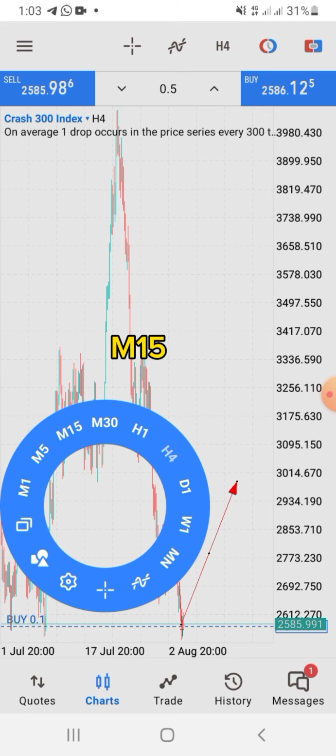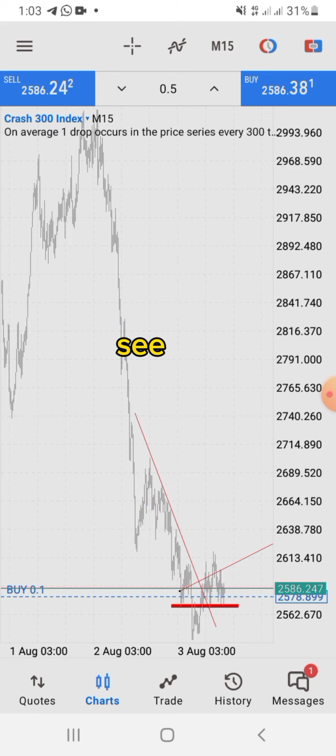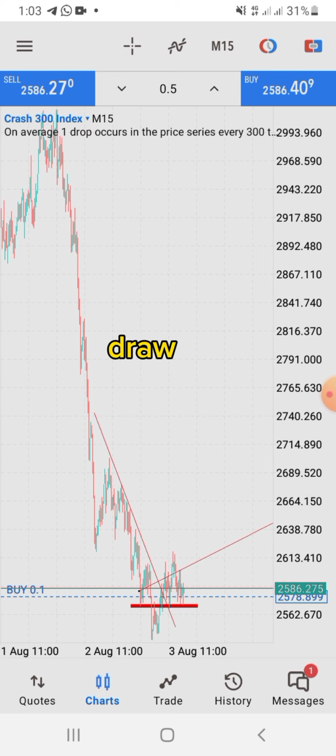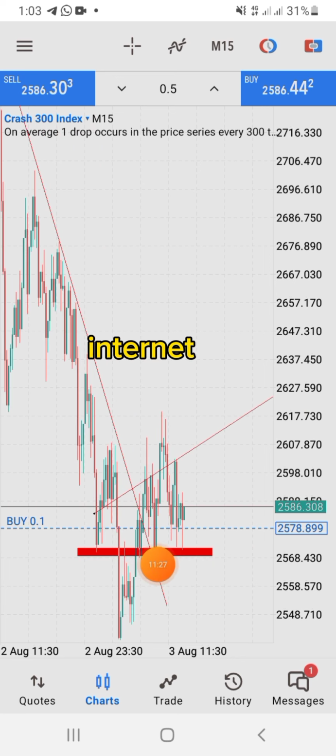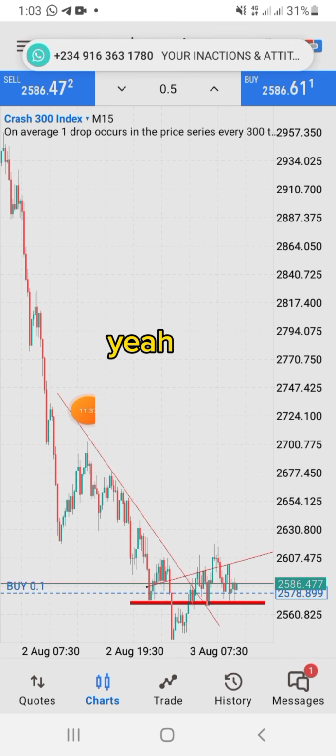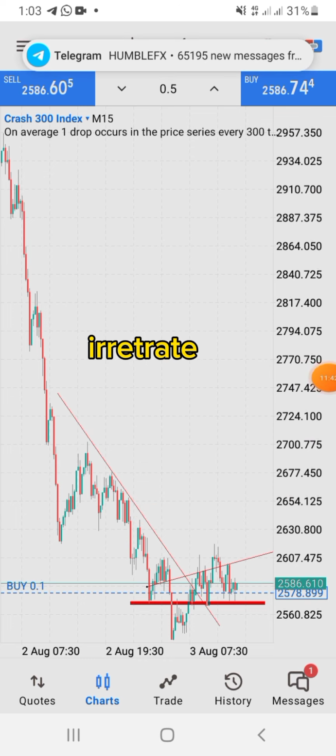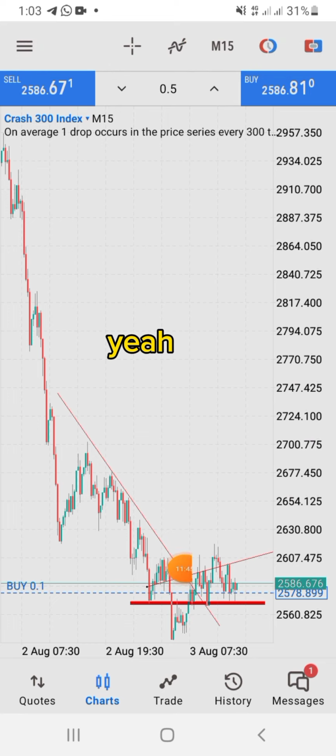Now, if I go down to my M15, I don't want to go to 1 hour or 30 minutes. I just go straight to M15, and here is where I take my entry. I see that there are still other things happening here. I drew my internal support level, which is this red box you are seeing here, and also my internal trend line. So I have a break of structure here, and a retest of that broken structure.